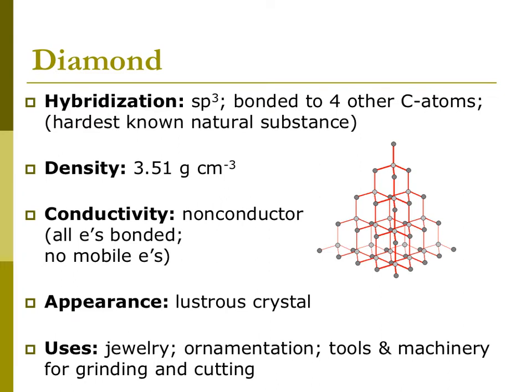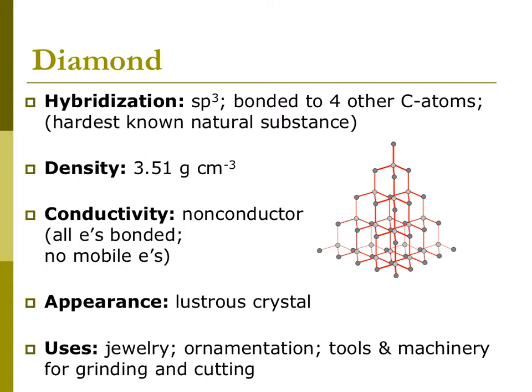Actually, it is the hardest known natural substance. It is not a conductor, though, because all 4 atoms are involved in bonds, and so that means all of those electrons are localized. Without any delocalized electrons, you're not going to get any movable electrons, no flow, and so it's not going to be very good at conducting, more of an insulator. The appearance you're probably familiar with, that very shiny, lustrous crystal, more of a white-looking crystal than a gray color.